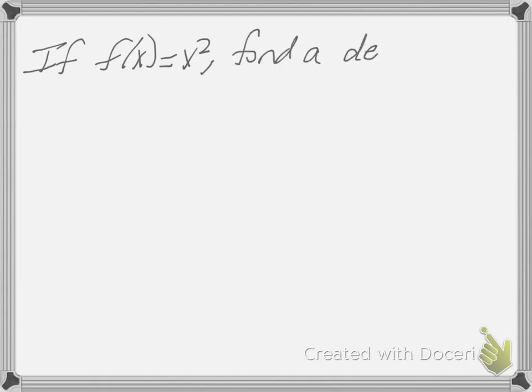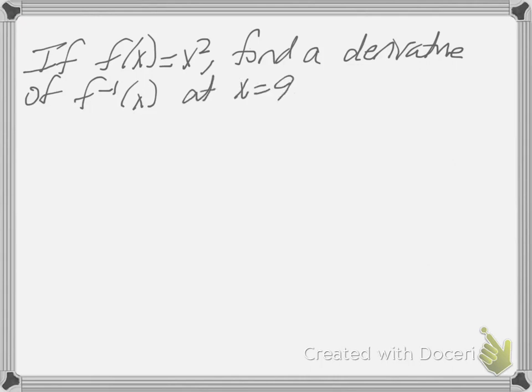So here's an example. If f of x equals x squared, find the derivative of f inverse of x at x equals 9. This is a problem that you could do as I did on the first one, but we're going to do it two different ways so you can see how they both work.